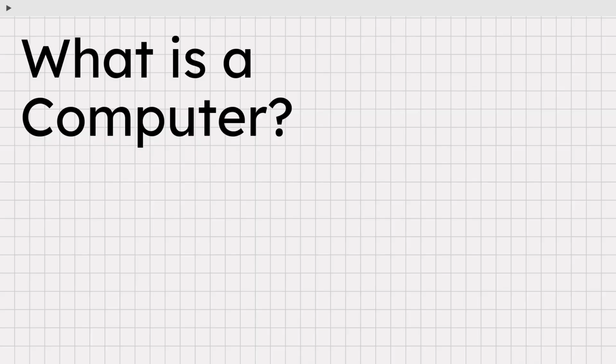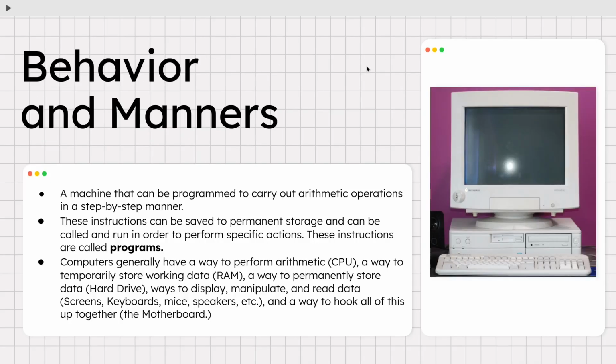But as you also know, throughout time, they've gotten smaller and smaller, and now they are little tiny things you can hold in your hand, and we can do all sorts of crazy stuff with them. But what is a computer? Well, deep down, a computer is any machine that can be programmed to carry out arithmetic operations in a step-by-step manner. And these step-by-step things are called algorithms.